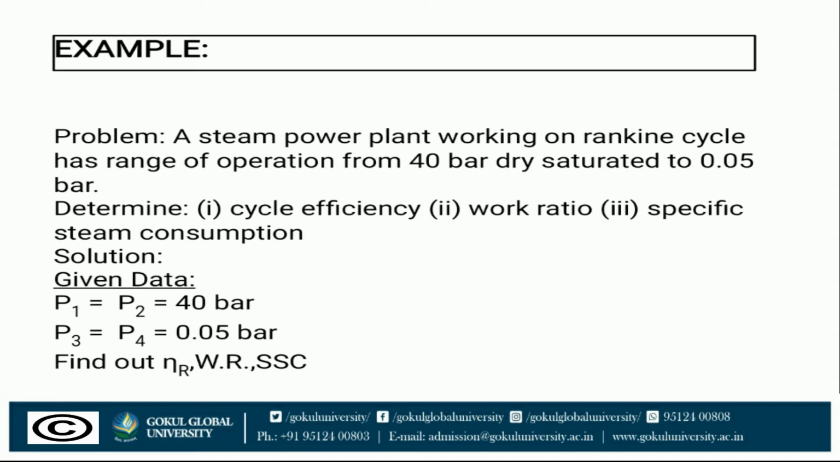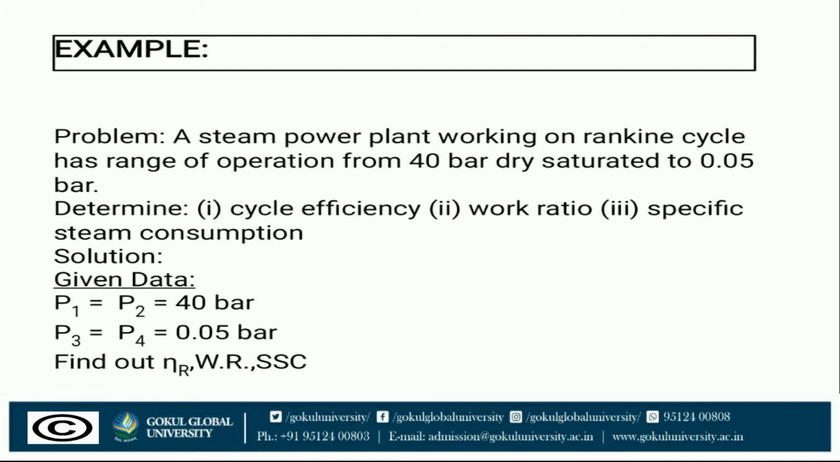Now we start the example. The problem is related to the Rankine cycle. A steam power plant working on Rankine cycle has a range of operation from 40 bar dry saturated to 0.05 bar. Determine first the cycle efficiency, second the work ratio, and third the specific steam consumption or steam rate. Now to start solving the example.